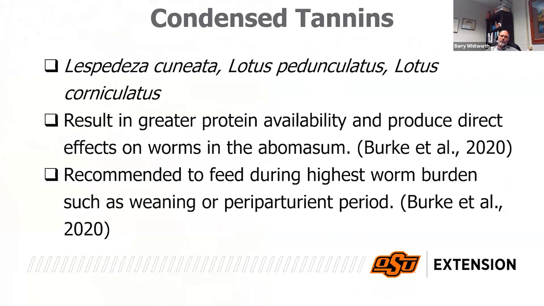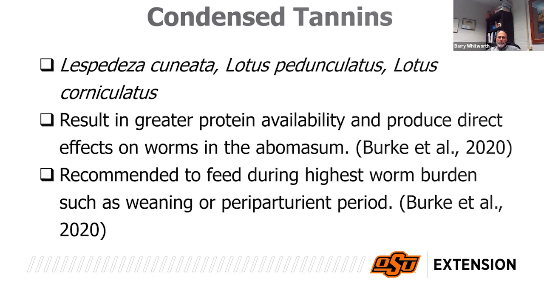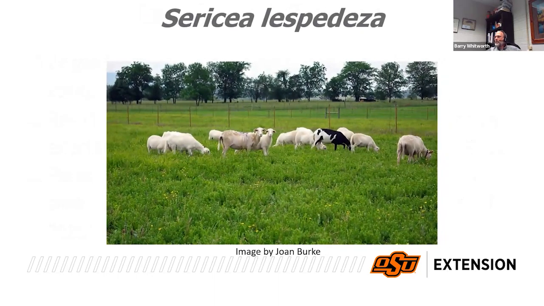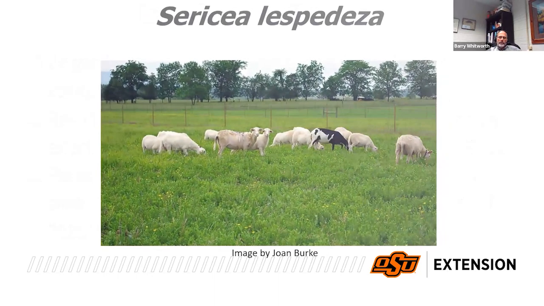The only problem with Sericea lespedeza or some of those high tannin forages is that you can't feed them all the time because they will have an impact on weight gain. So pick your time. If you have those products available to you, use them at the times when you think you're going to have the most problems with worms. That's just a nice picture of a group of sheep grazing Sericea.